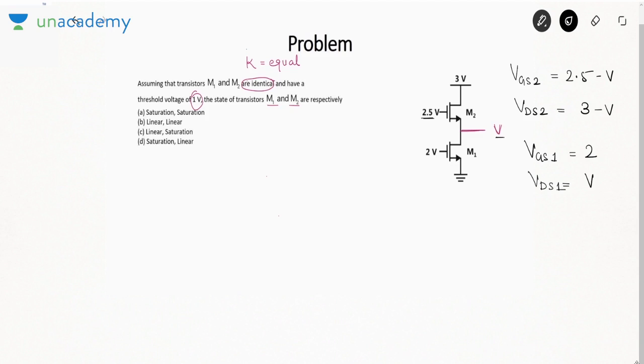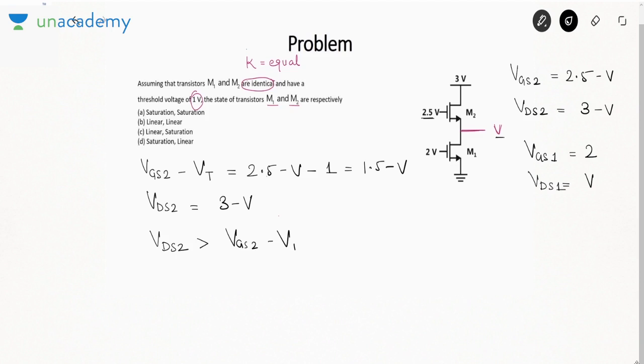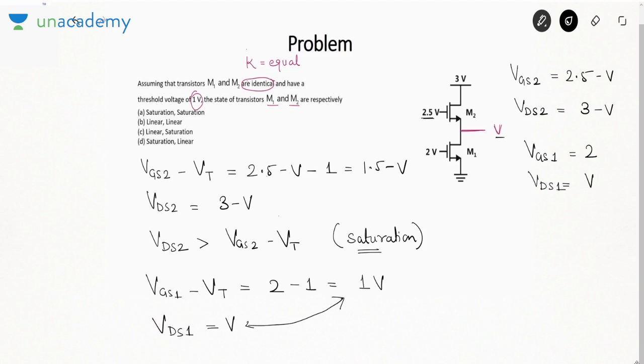Now see, for the second transistor, VGS2 minus VT, how much will it be? VGS2 minus VT will be 2.5 minus V minus 1, that is 1.5 minus V. What about VDS2? It is 3 minus V. Now you can say that VDS2 is greater than VGS2 minus VT. If it is the case, it is in saturation. But for the first transistor, if you calculate VGS1 minus VT, VGS1 is 2, VT is 1, so it is 1 volt. And what about VDS1? It is V. So we cannot compare these two values because V is unknown. But here we can say 3 minus V will always be more than 1.5 minus V.